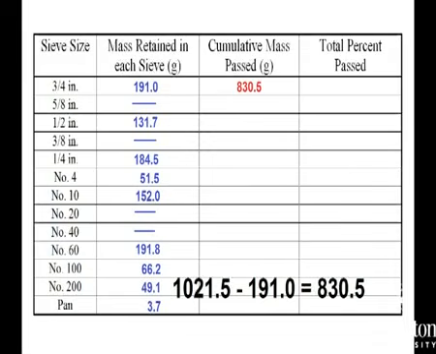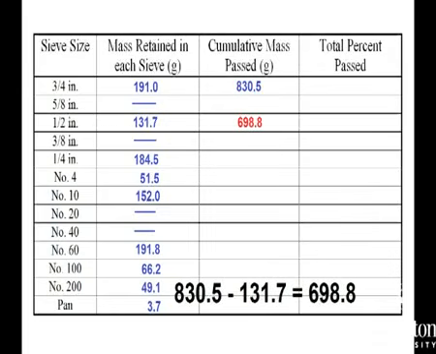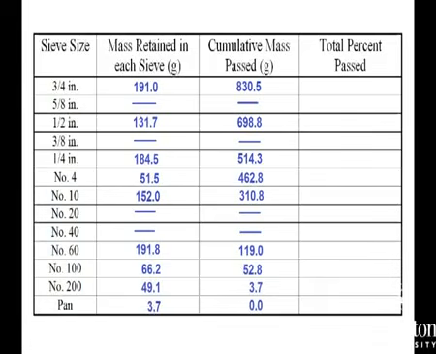For example, the total mass of the sample was 1021.5 grams. The mass retained by the largest 3/4 inch sieve was 191.0 grams, which means that the mass passing this sieve is 830.5 grams. For the half-inch sieve, 131.7 grams was retained, which means that the mass passing this sieve was 698.8 grams. When you've done this, make sure your cumulative mass passed at the pan is 0 grams. If it's not, you have made a mistake in your calculations.